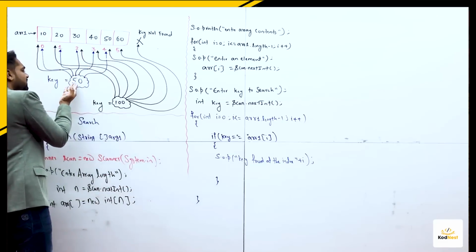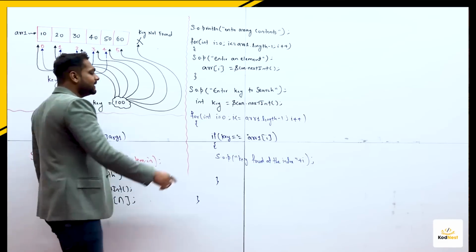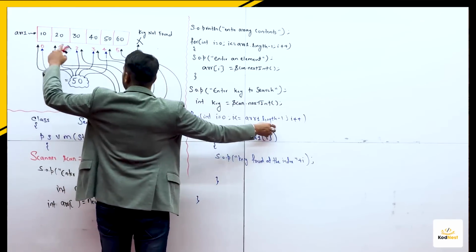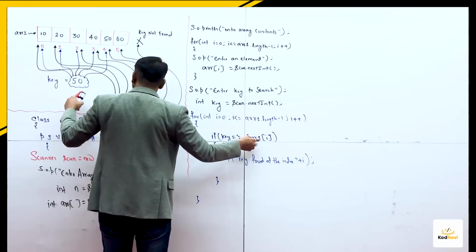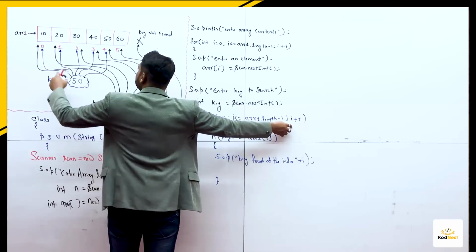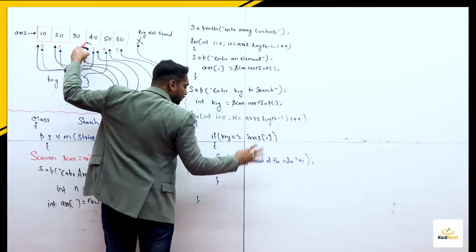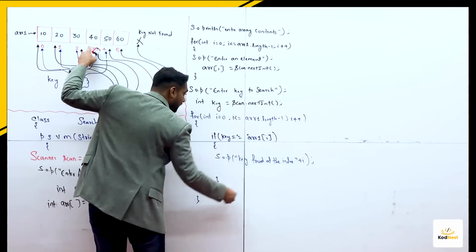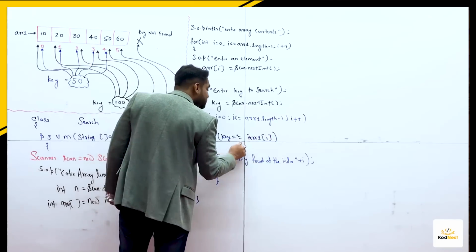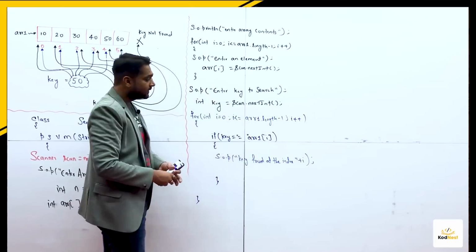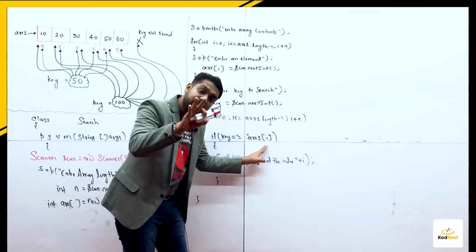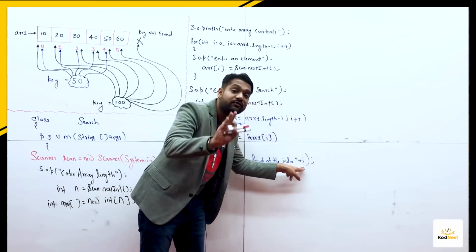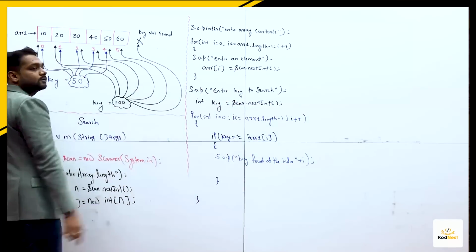Say supposing this example only, I will take 50. I is 0. Is key matching with A of 0? No. Come out. I++. 1. Is key matching with array of 1? No. Come out. I++. 2. Is key matching with array of 2? No. I++. 3. Is key matching with array of 3? No. I++. 4. Is key matching with array of 4? Yes. System.out.println key found at the index 4. Correct. Key found at the index 4.